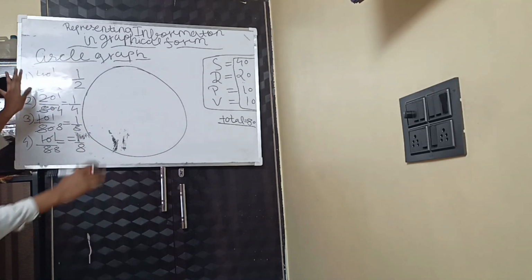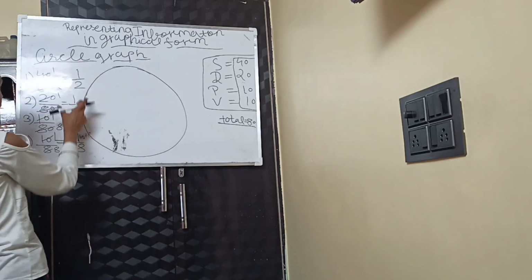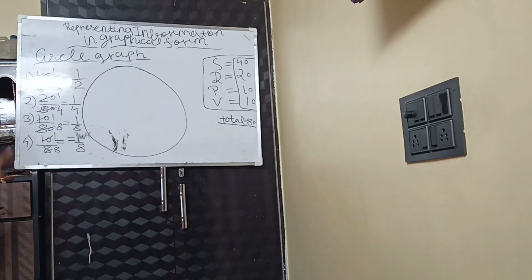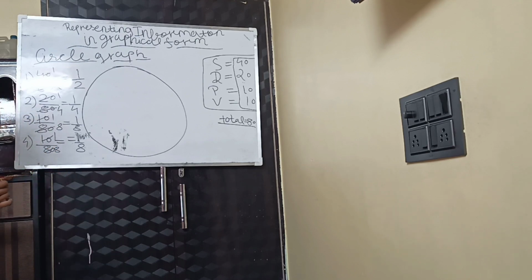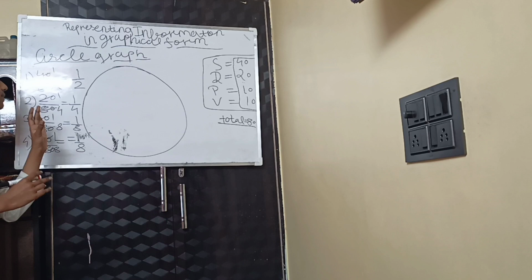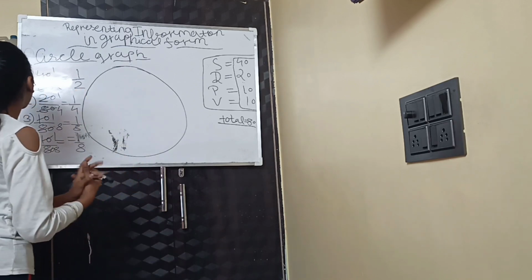Now the second step is also done. We have taken out the fraction of the numbers. 40 upon 80 gives you 1 upon 2. 20 upon 80, 1 upon 4. 10 upon 80, 1 upon 8. And 10 upon 80 is equal to 1 upon 8 again. So the second step is done.